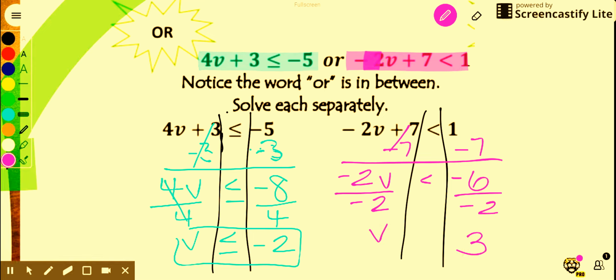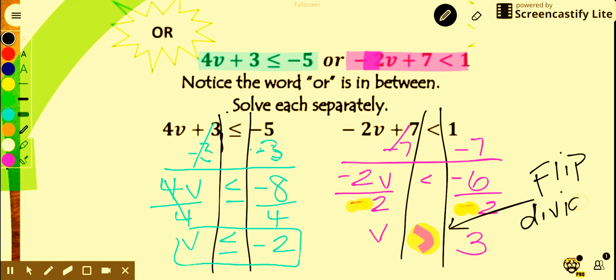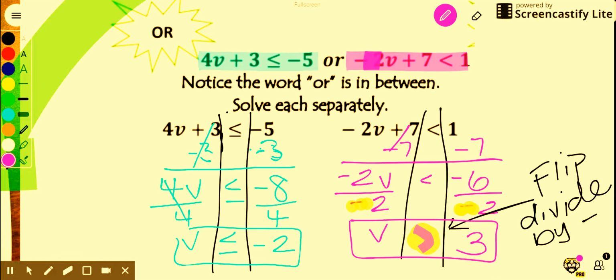Now be careful. Notice how I divided by a negative right here. That means I'm going to flip the sign. So instead of it being a less than, I'm actually going to do a greater than. Okay, so that is a greater than. And the reason I did that is because I flipped the sign because I divided by a negative. Okay, so my second inequality is v is greater than 3.